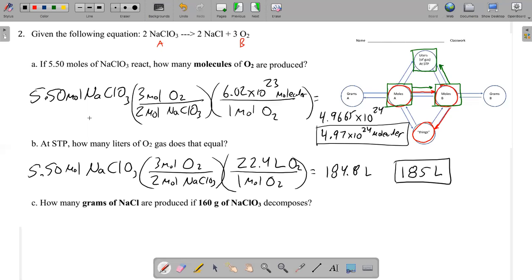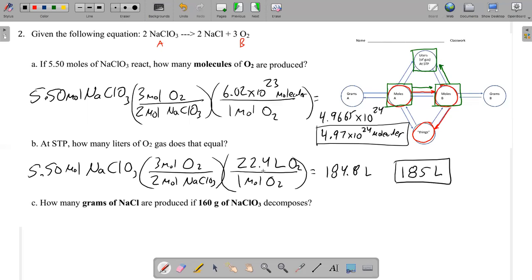It's kind of like a little shortcut, because the first 2 steps are identical. You start with a quantity of whatever chemical you know, and you use a mole ratio to do the conversion. What I wrote at the beginning, the 5.5 moles NaClO3, and this conversion factor, they're exactly the same. So the only thing that's different is the last conversion factor.